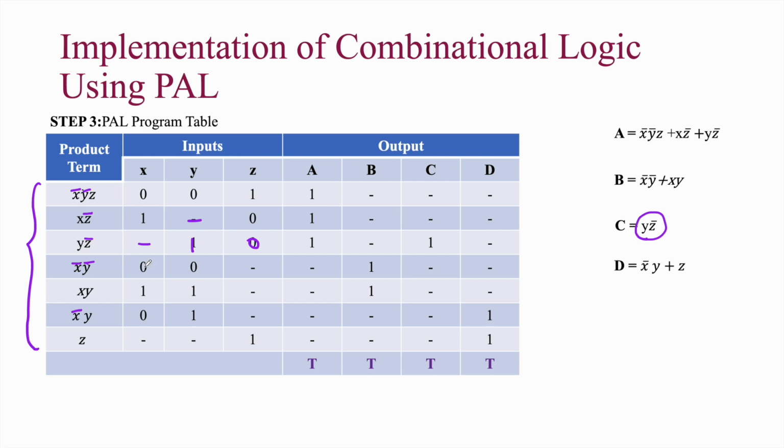Here we have x bar, y bar. So 0, 0. We don't have z, therefore it is a hyphen. We have x and y as such and we don't have z. We have x bar, therefore x complement means 0. We have just y as such, so 1.